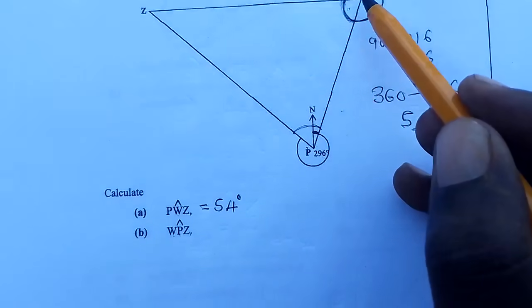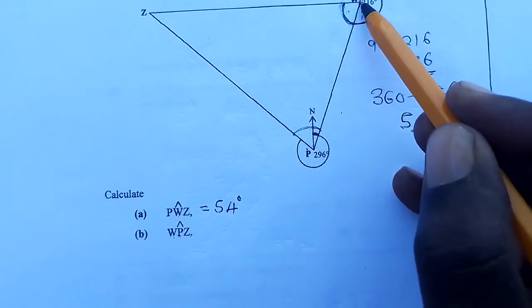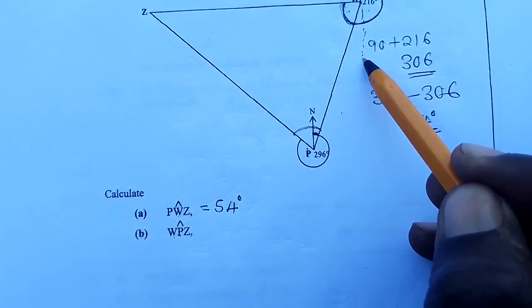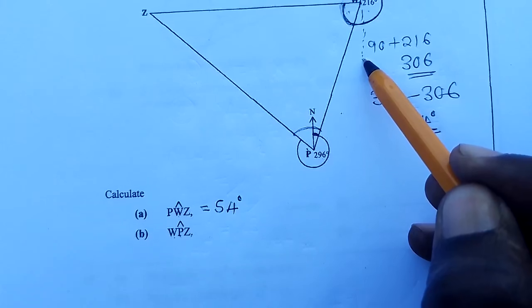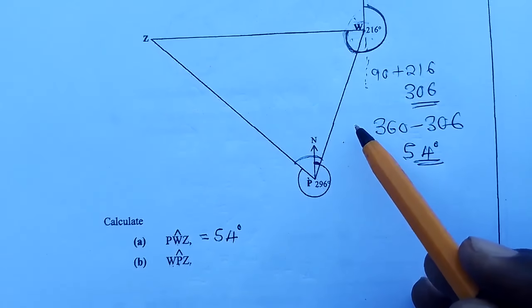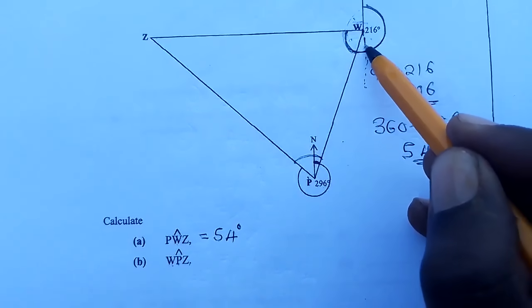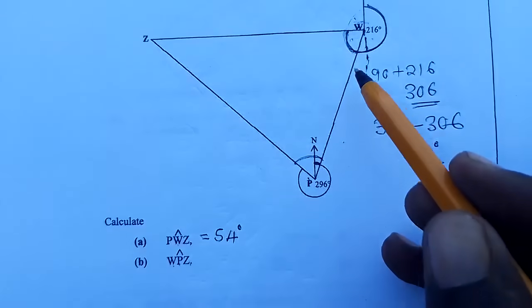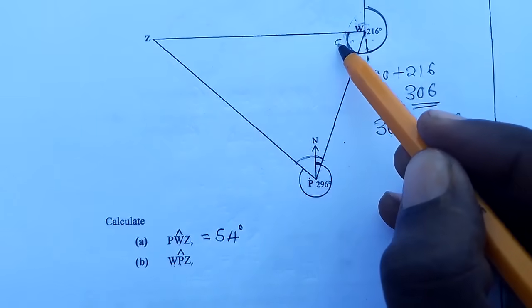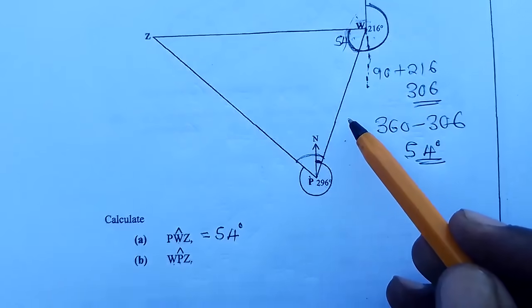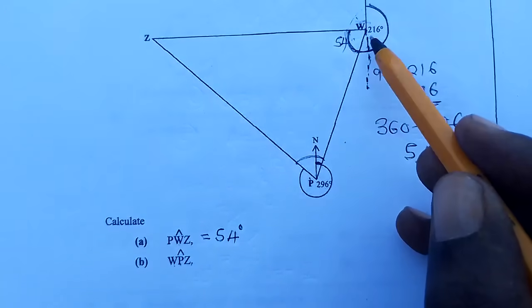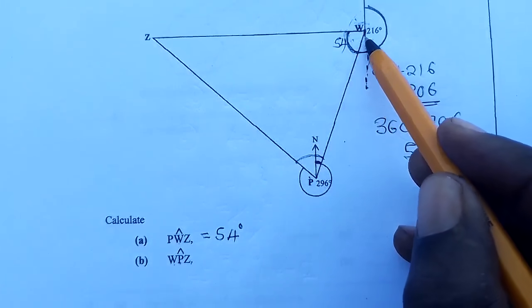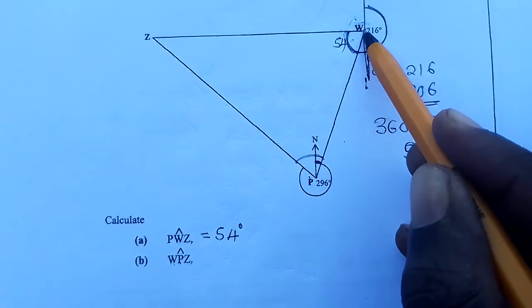So if I do this part like that, I know that this part that is here is 54. Plus, I'm making a 90 degrees angle here. This one and this one, there is a 90 degrees. Have you seen? Like this.